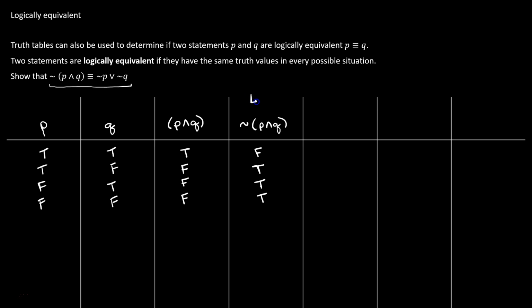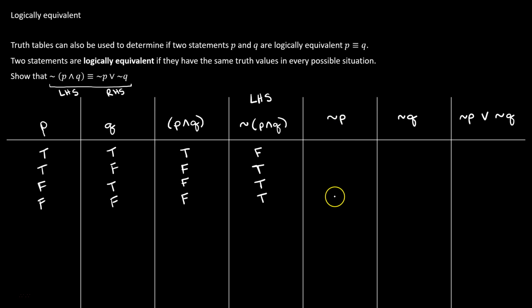So this is the left-hand side of our statement. Now I need to build the right-hand side. We have the left-hand side finished. We need to build the right-hand side now. The right-hand side has the negation of P. It also has the negation of Q, and then it has the negation of P or the negation of Q.